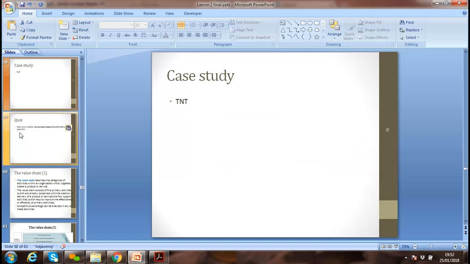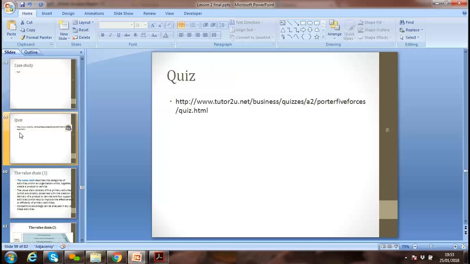So I'll tell you one case study. It's called TNT. TNT is a courier company in Pakistan as well. Have you ever heard of TNT? It's a courier company. They have offices in Pindi and Islamabad and various other places in Pakistan as well. Like FedEx? Yes, like FedEx. They are a competitor of FedEx.